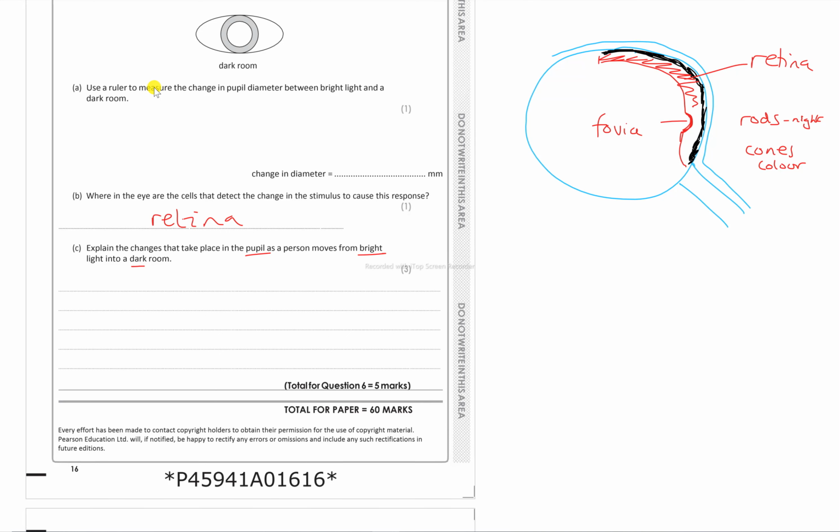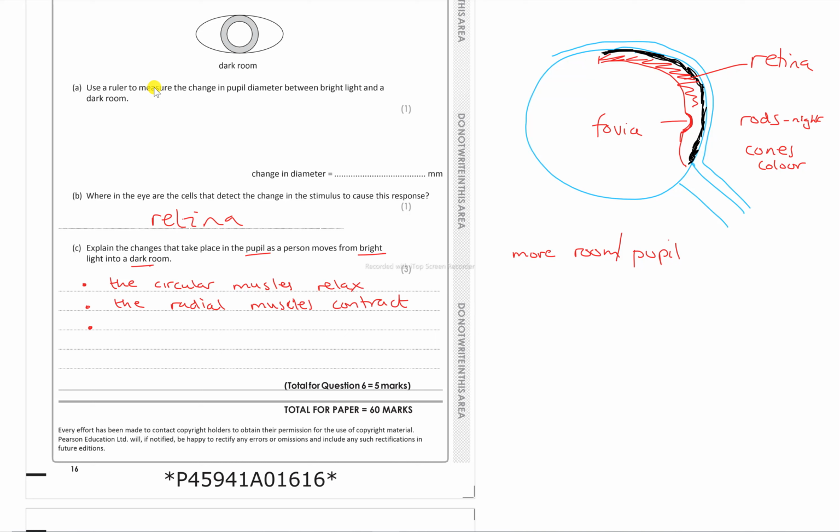Explain the changes that take place in the pupil as a person moves from bright to dark. So you're going from bright to dark. So when you go to dark, you need more room, a bigger pupil. So we need to work out what happens there. So the circular muscles relax and the radial muscles contract.